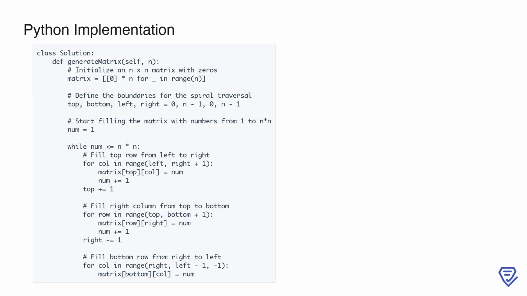Here, we define a class called Solution and implement the generateMatrix function, which takes an integer n as input. We start by initializing an n by n matrix filled with zeros using a list comprehension. This will serve as the structure where we'll place our numbers in a spiral order.